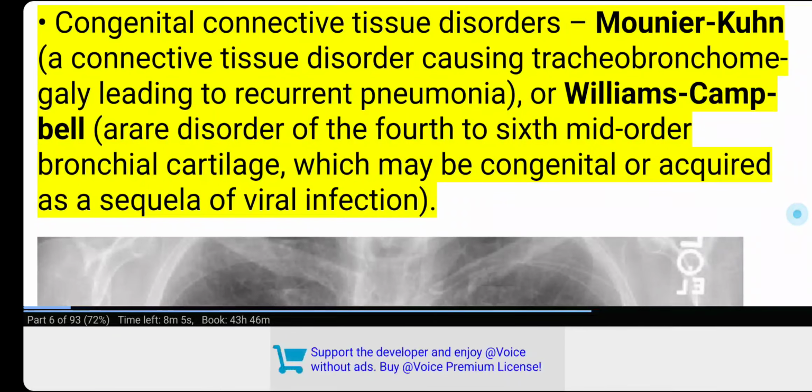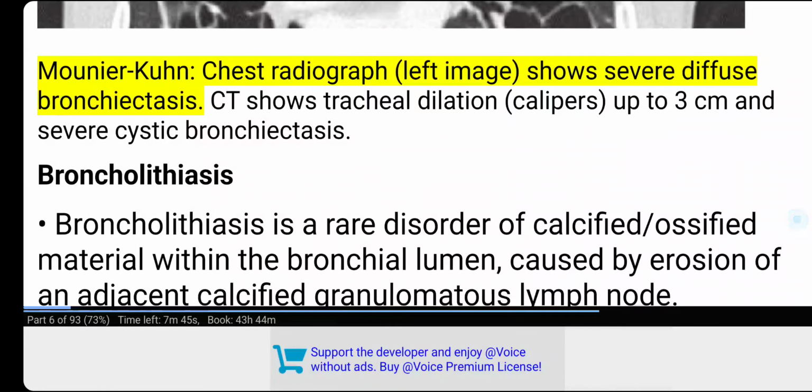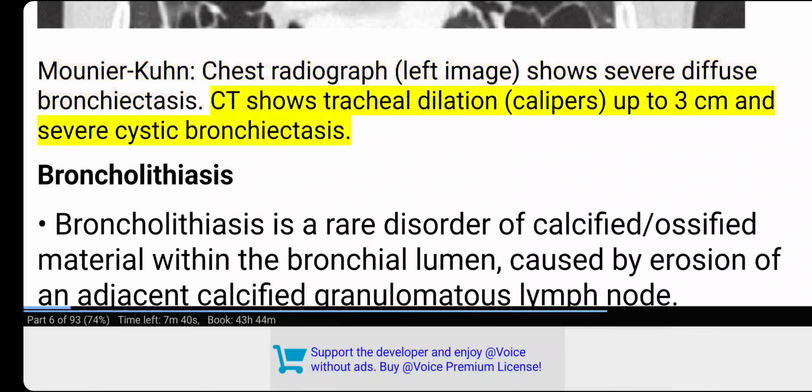Congenital connective tissue disorders. Mounier-Kuhn, a connective tissue disorder causing tracheobronchomegaly leading to recurrent pneumonia, or Williams-Campbell, a rare disorder of the 4th to 6th mid-order bronchial cartilage, which may be congenital or acquired as a sequela of viral infection. Mounier-Kuhn: chest radiograph, left image, shows severe diffuse bronchiectasis. CT shows tracheal dilation, calipers, up to 3 cm and severe cystic bronchiectasis.